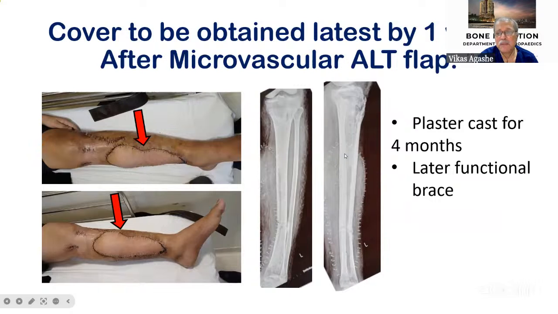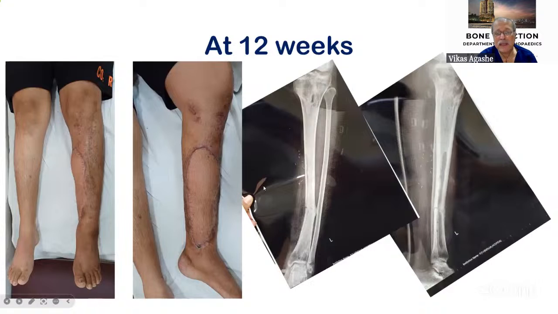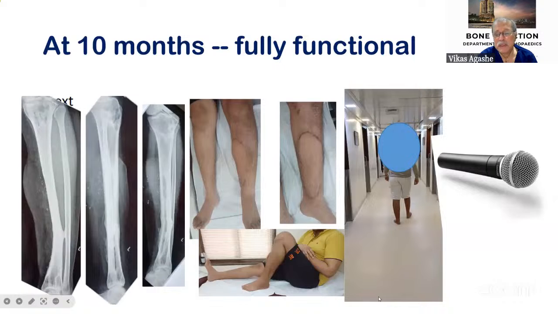So that was done. And culture was pan-susceptible Pseudomonas, and the histopathology showed granulomatous tissue. So both Pseudomonas as well as NTM were treated. And that's at 12 weeks, he has already started healing. And that's at 10 months. Very, very comfortable patient.